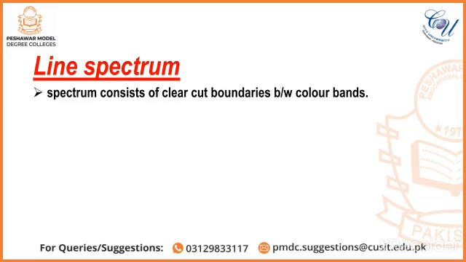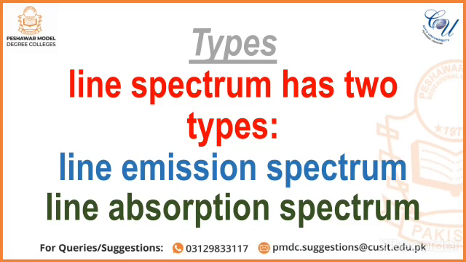Line spectrum. Spectrum consists of clear-cut boundaries between color bands. Example is atomic spectrum. Types of line spectrum. Line spectrum has two types, line emission spectrum and line absorption spectrum.